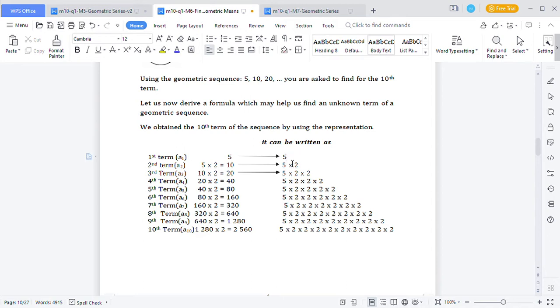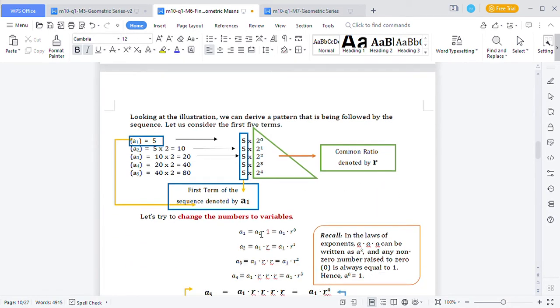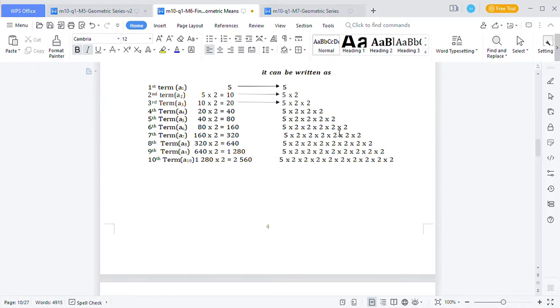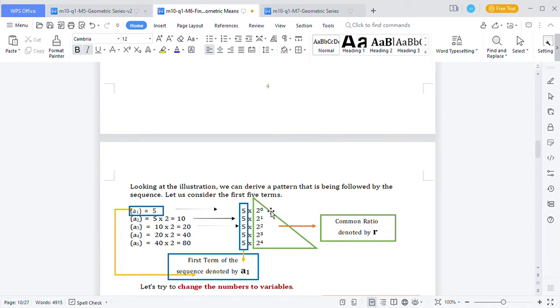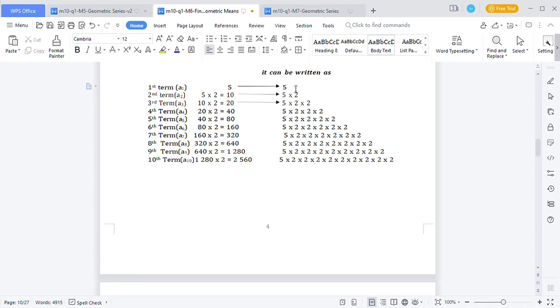So what you observe is that there is the first term. In our formula, the first term is a sub 1. Then the 2 keeps repeating, so we will use times 2. If you observe how many 2s there are: in the first term, there are no 2s, zero. In the second term, there is one 2. In the third term, there are two 2s. In the fourth term, there are three 2s.